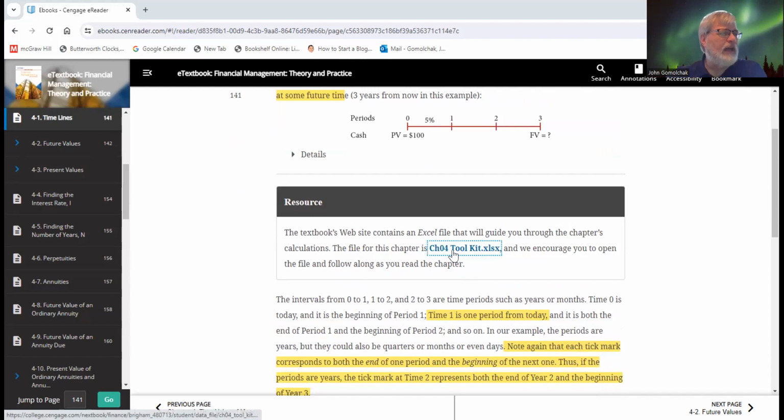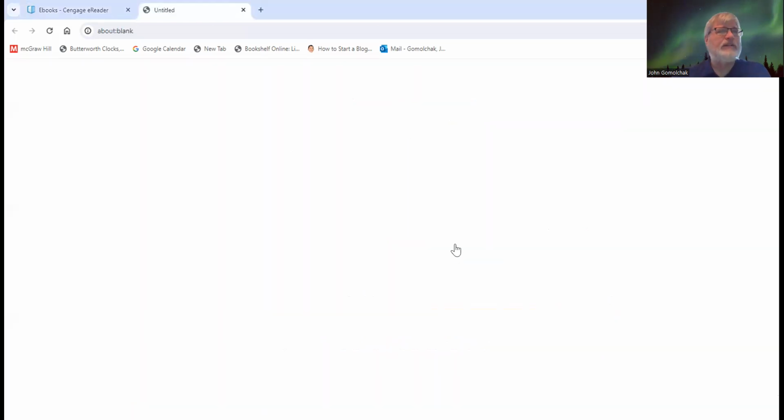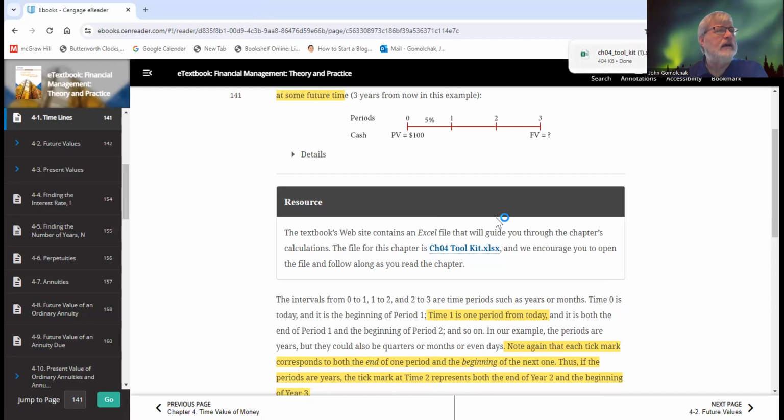All right, so I am going to click on this toolkit here, and it's going to give me the Excel spreadsheet that I want. Okay, my Excel is starting up, and I'm going to have it on this screen over here. Just give me a second. All right, and I will share this with you as we go through things also. So what I want to do, let me stop sharing. And now let me share the spreadsheet.